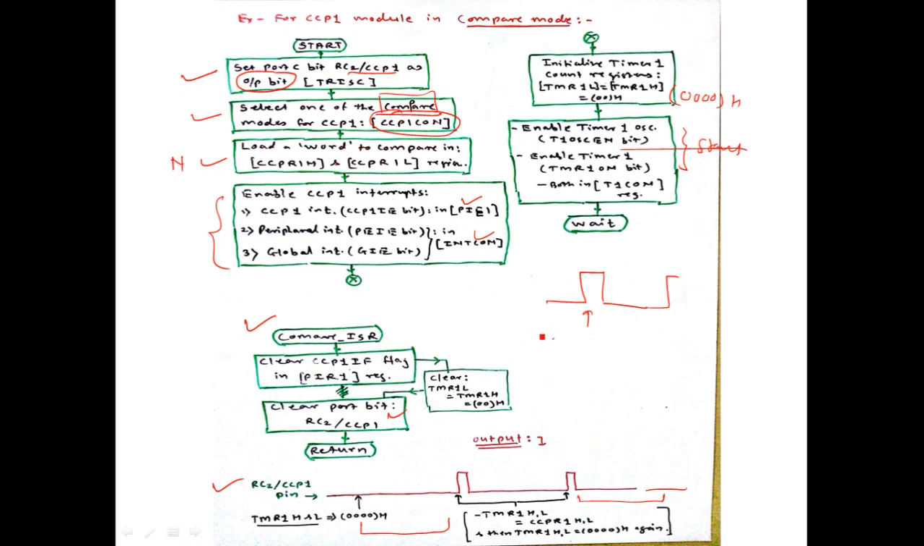So in short, this program will generate a train of pulses with definite duration, right? These pulses can be used externally to trigger certain circuits. Because these pulses are hardware pulses, they may be given to some circuit, which can be triggered repeatedly for a definite time duration. So that's the use of the CCP module.